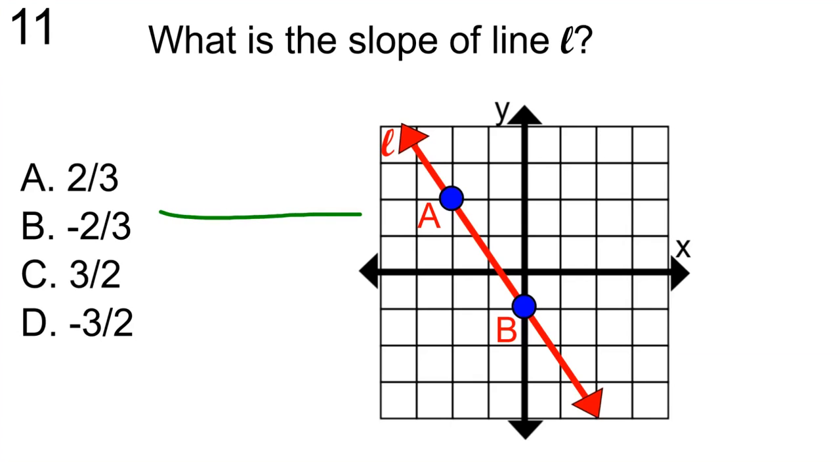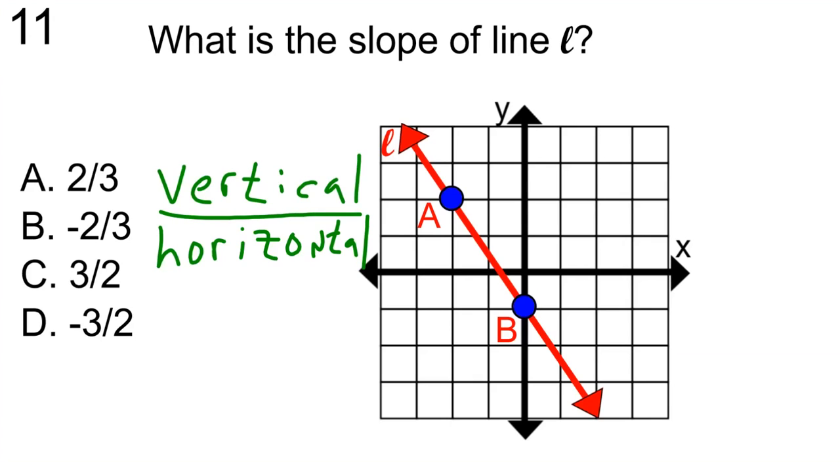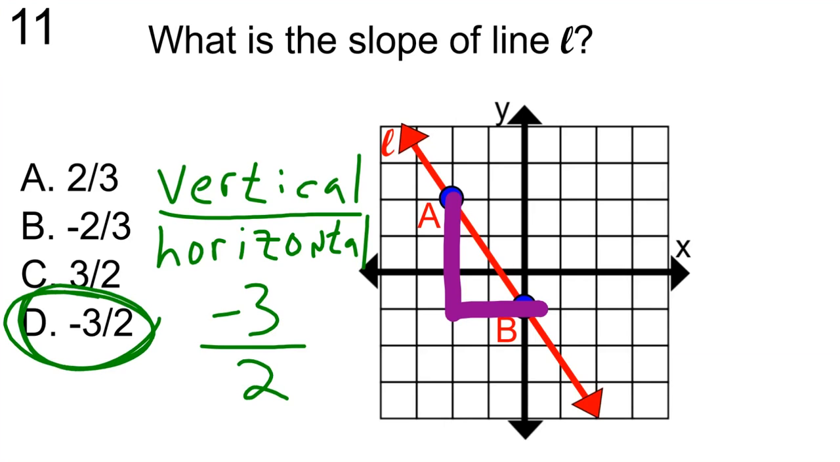Number 11 puts the previous 2 problems together, wanting the slope of line L. Slope is the ratio of a line's vertical change to its horizontal change in direction. In this problem, Steve went down 3 spaces, which gave us a vertical change of -3. He then went right 2 spaces to give us a horizontal change of 2, and the answer is D, -3/2.